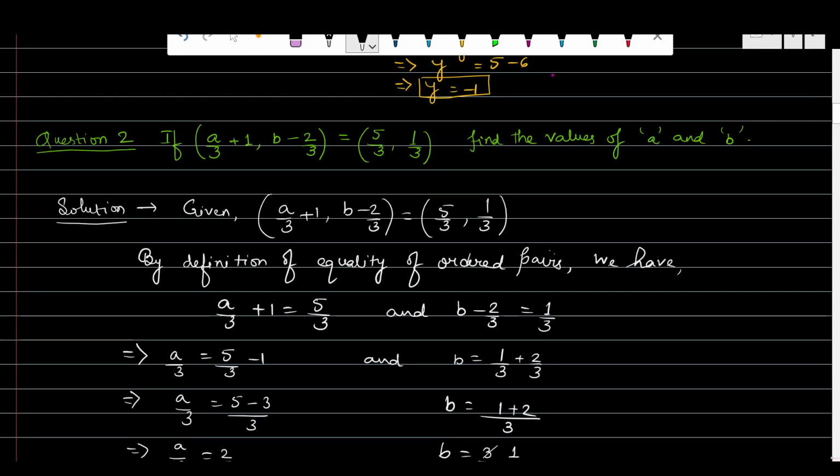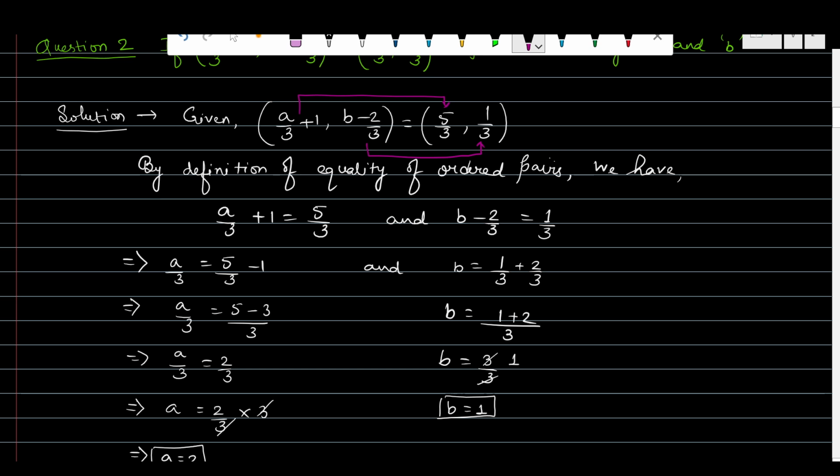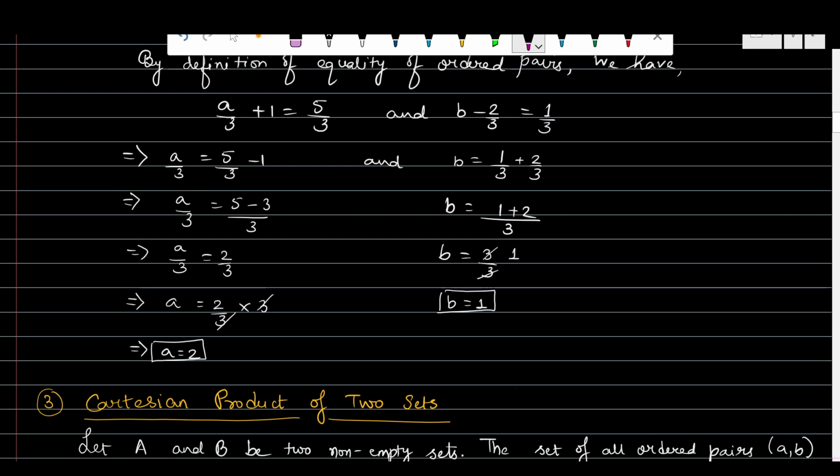Question 2. This question is also based on the equality of ordered pairs. So given 2 ordered pairs, you need to find the values of a and b. To find the values of a and b, we equate first with first and second with second. So we have found out the values of a and b as 2 and 1. You can try this question yourself.